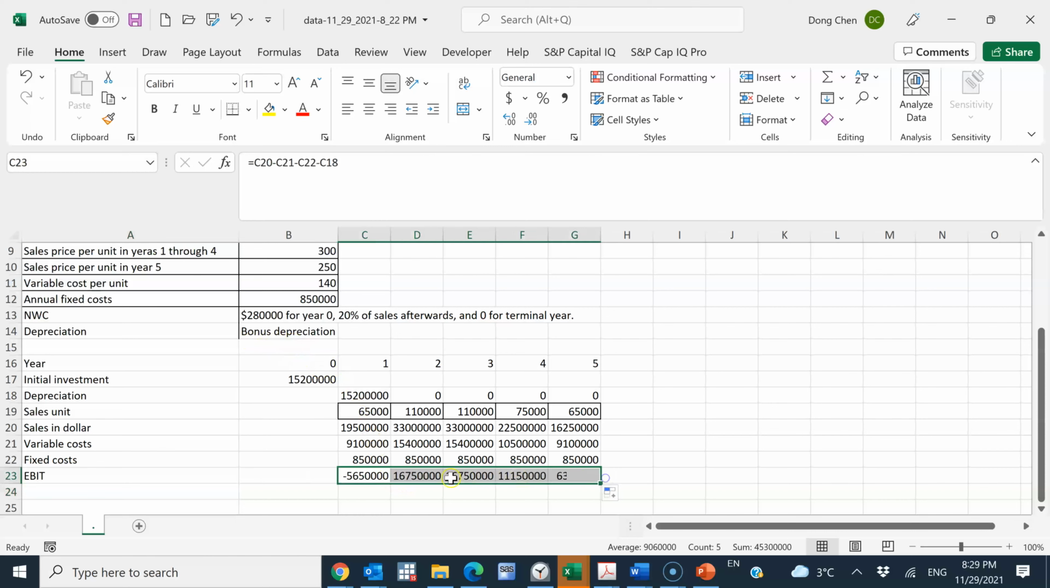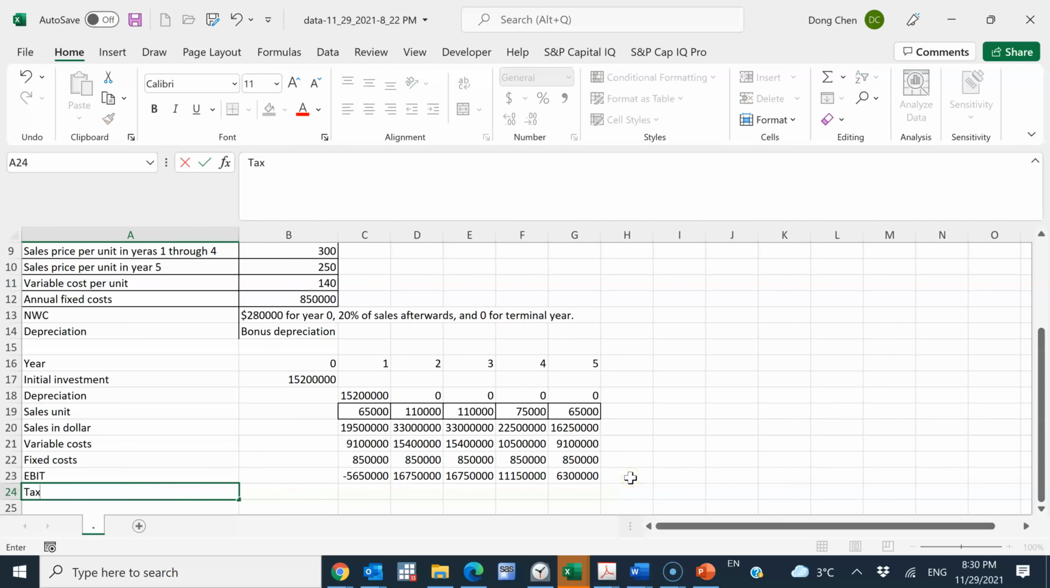And you can also imagine that later on, when we calculate the operating cash flow, we need to add back the depreciation. So operating cash flow might be positive because we are adding back a very large number. So in this particular year, actually we'll see a negative earnings, but a positive cash flow.